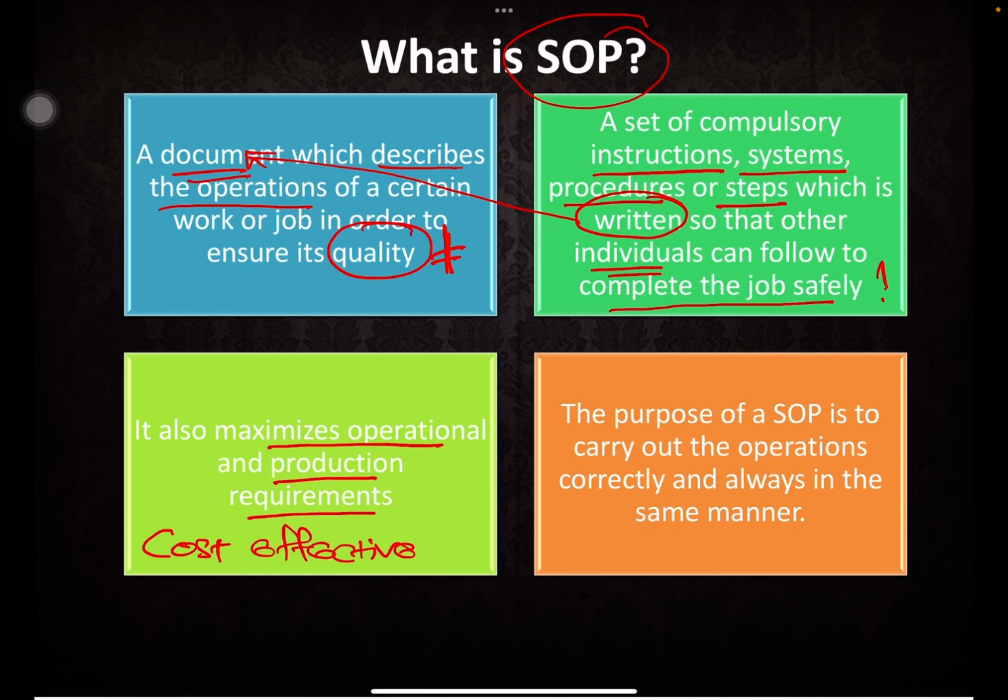The purpose of a SOP is to carry out the operations correctly and always in the same manner. Let's say you are talking about replacing a flat tire or a punctured tire. There will be certain steps that you need to follow to perform the task. And if you change it, it will not be feasible. I mean, it is not applicable. That is the reason why SOP is there, so that you follow it and you can perform the task. Even though it happens many times, you can still perform it correctly.